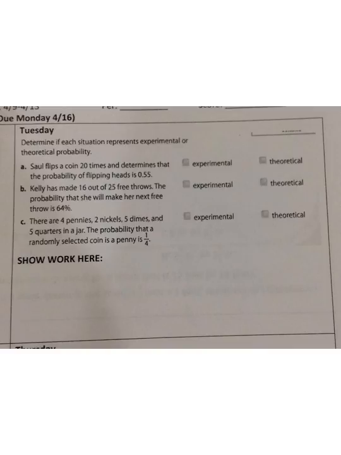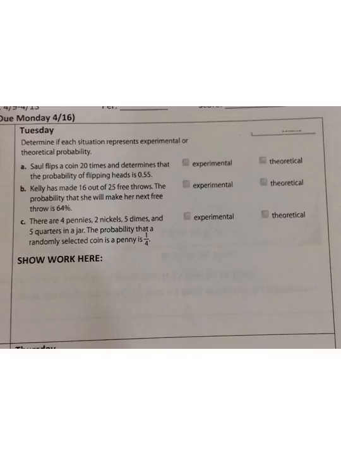Tuesday, determine if each situation represents experimental or theoretical probability. A. Saul flips a coin 20 times and determines that the probability of flipping heads is 0.55. Experimental or theoretical? B. Kelly has made 16 out of 25 free throws. The probability that she will make her next free throw is 64%. Experimental or theoretical?